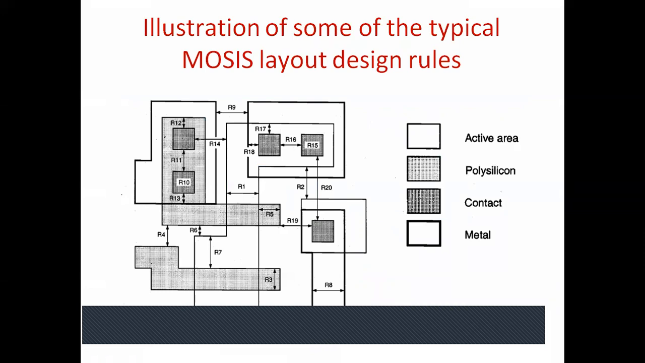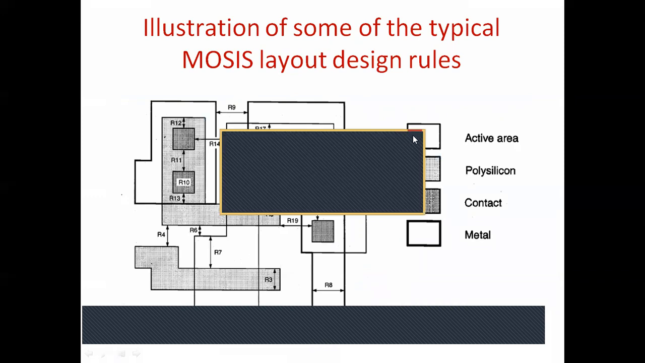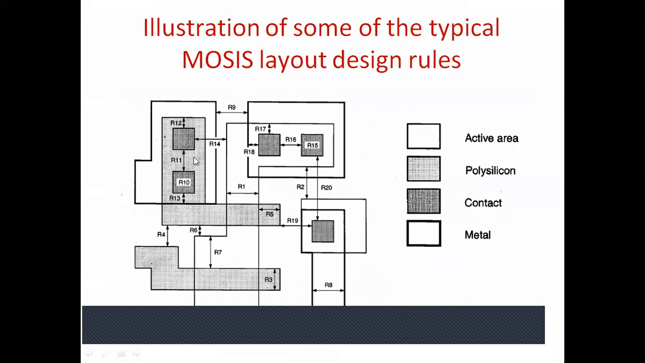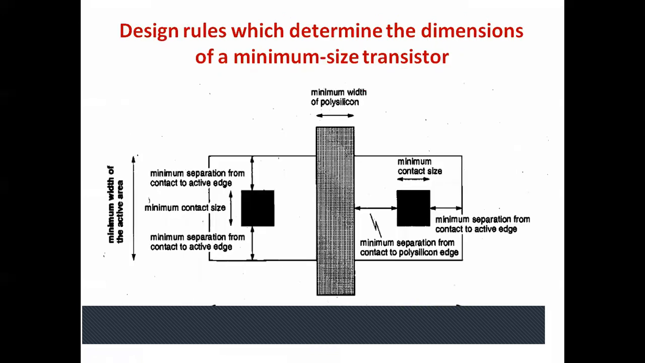Now, this is an illustration of some typical MOSIS layout design rules. Instead of green, they have shown this as active area. This is polysilicon, whatever you see here. This is contact. Whatever you see here, these R15, R10, these are the contacts. And this is metal. So in this way, a typical layout, we don't know what is there, but we will start our layout with MOSFET and we will check.